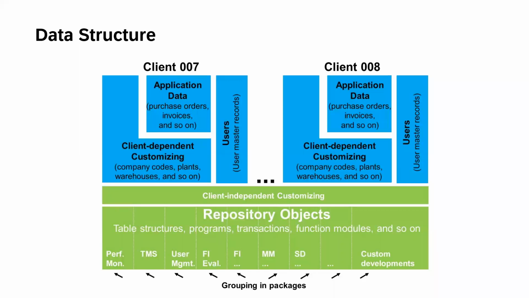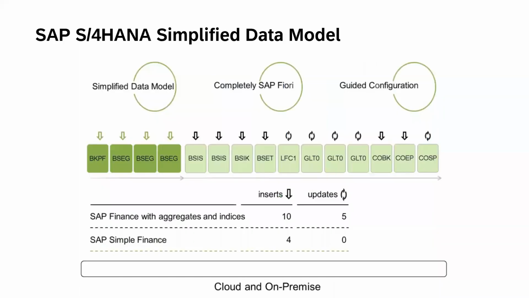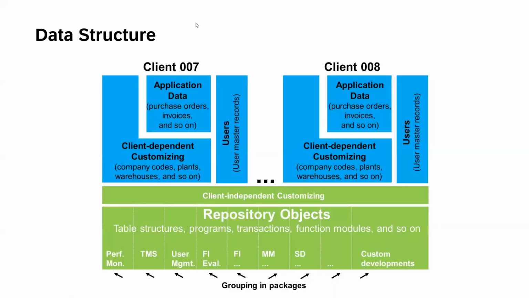Why is that user management common in both? It is not common. See, if you look over here, this is the user master record for client 007, and this is the user master for client 008. So where is it common?